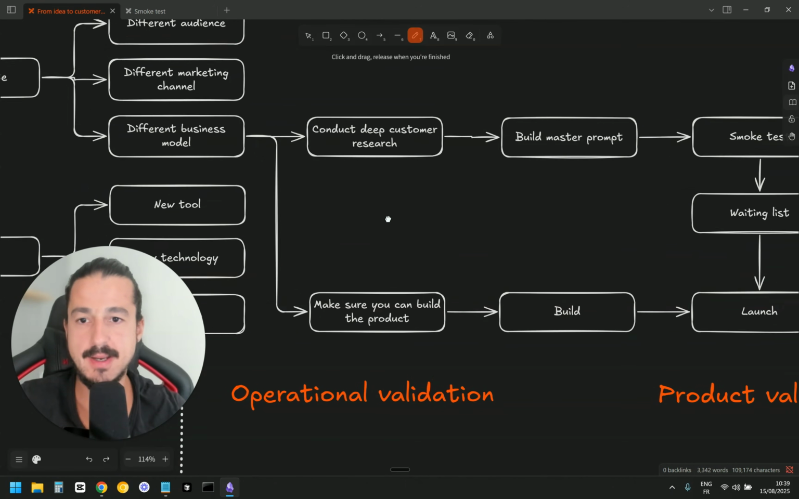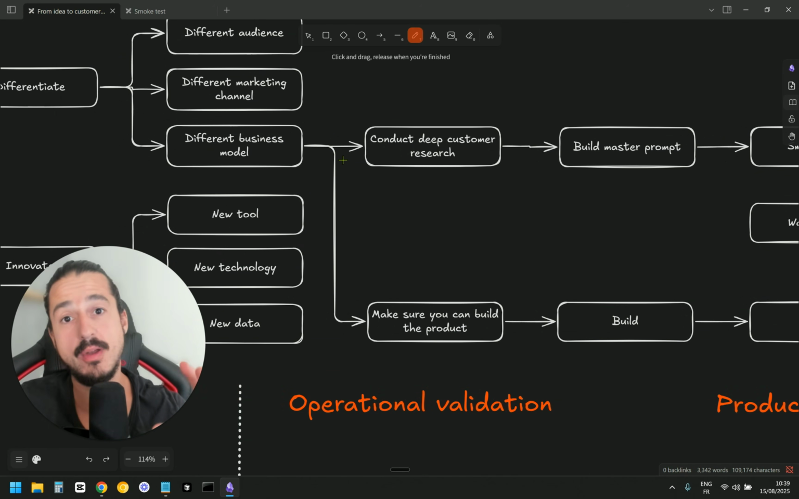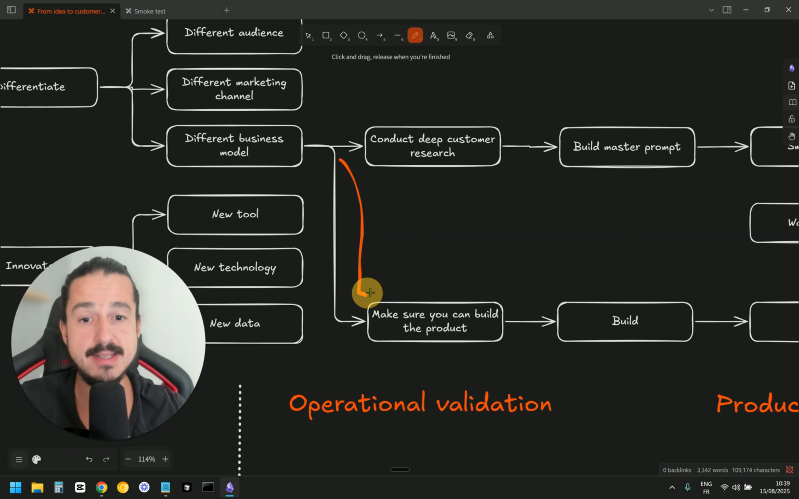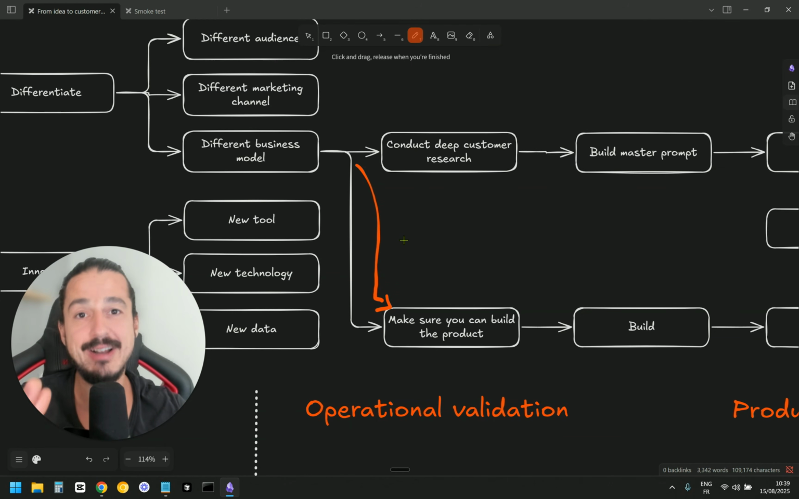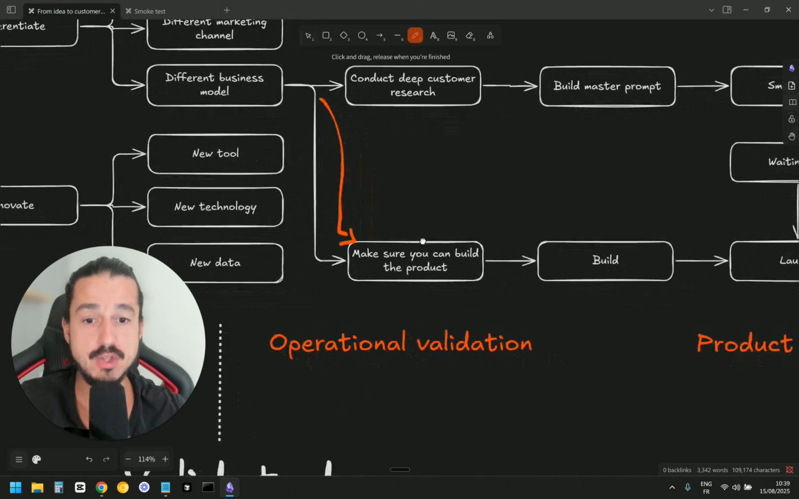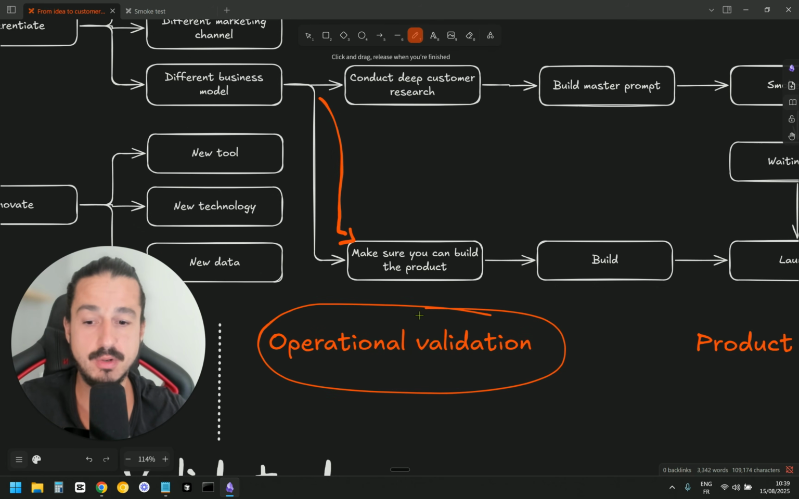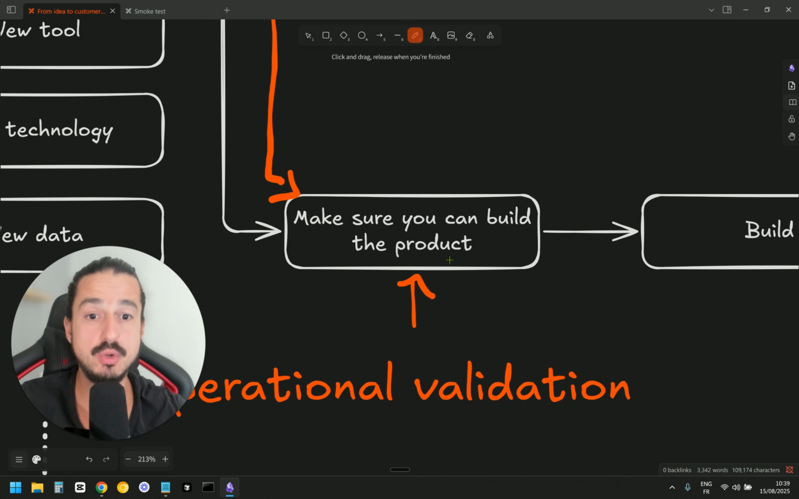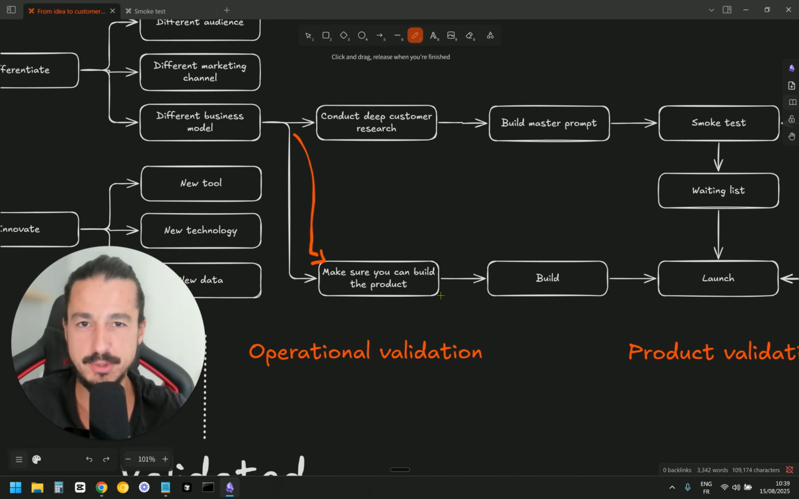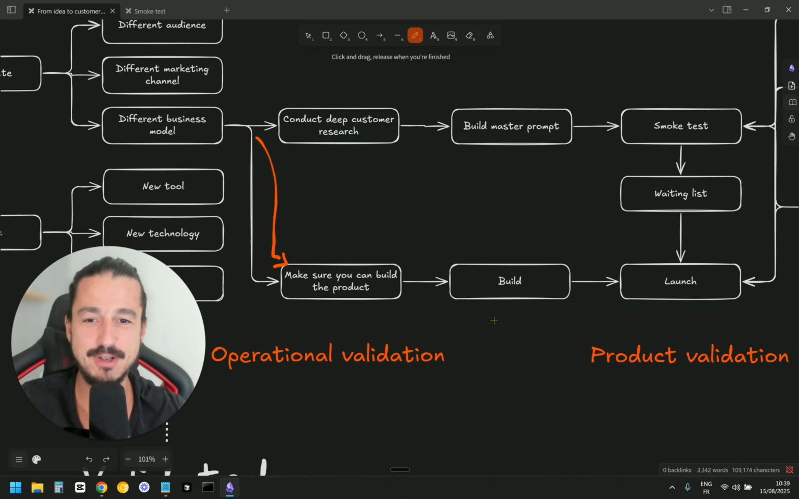Before we go into the smoke test, there is another thing that happens at the same moment. This is the moment where you start thinking of the product, and not before, only now, because you know that you are not wasting your time digging technically into the possibility of building this product. You're only doing it after you make sure that this is a validated idea, that this is a valid opportunity. So you want to do the operational validation, which means you want to make sure you can build the product. So if there are some bottlenecks you are not sure you can do, then this is the moment you can go and check to make sure you will be able to deliver in the end.